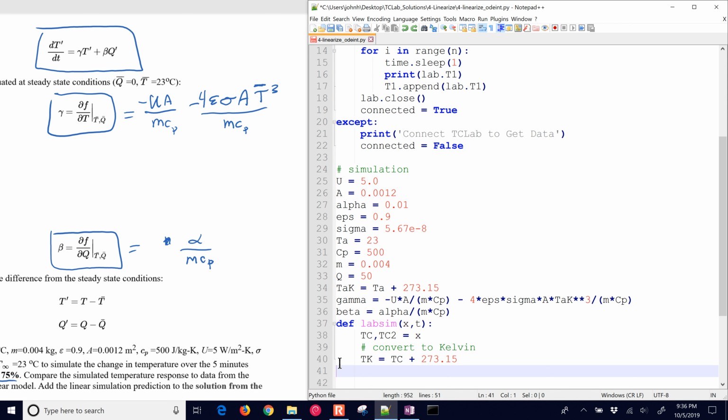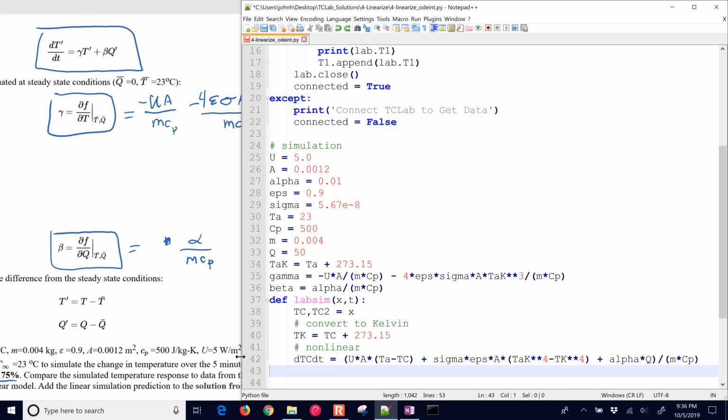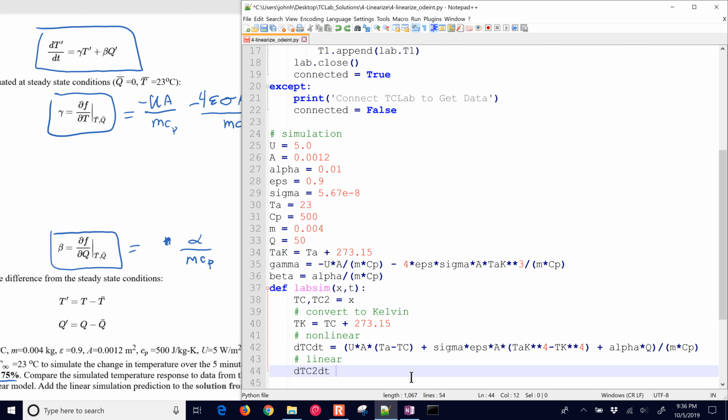I want to convert those to Kelvin. Okay, TC, I got to convert that to Kelvin. The other one I don't need to. Okay, here's my nonlinear expression. Make that a little bit wider so it shows up on one line. And then my linear one is going to be dTC2/dt, and that's going to be equal to gamma times TC2 plus beta times Q.